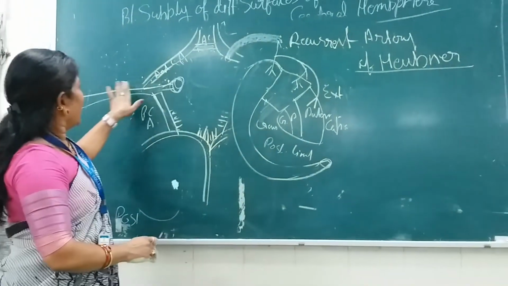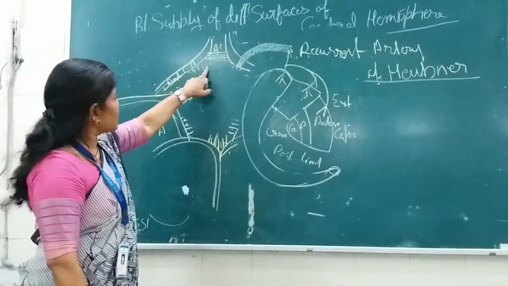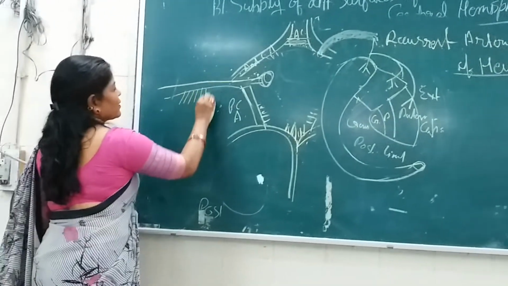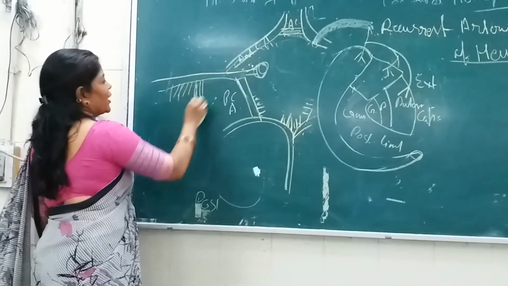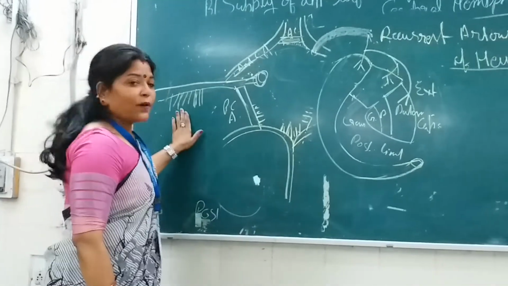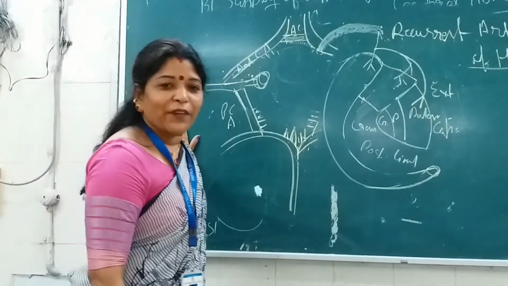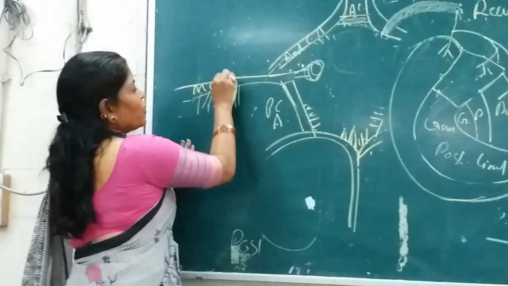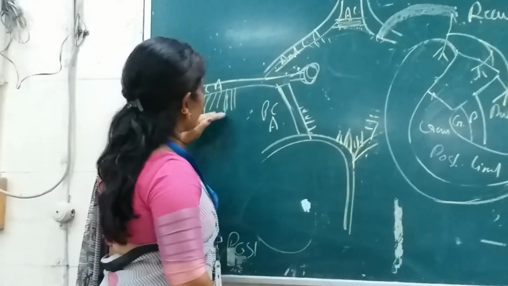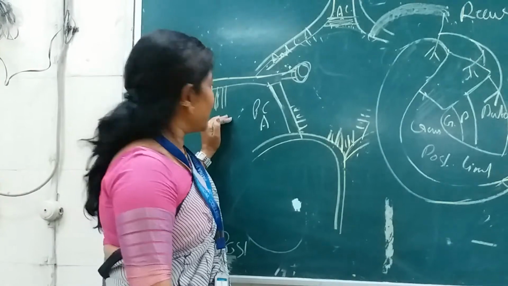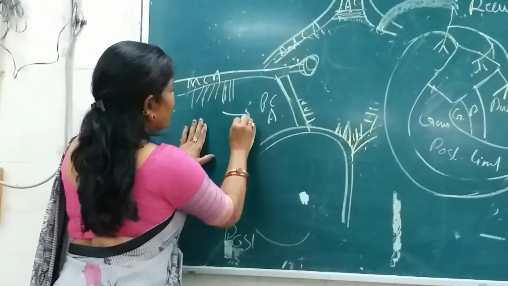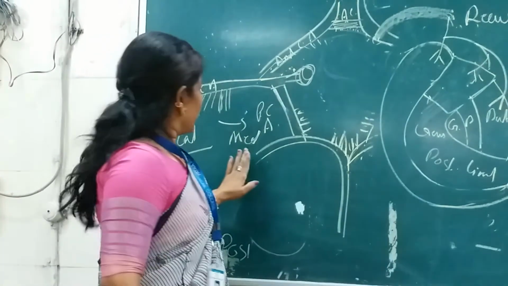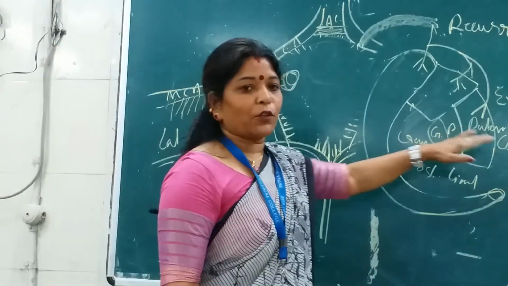Now, anteromedial was this one. Now come to the anterolateral, this one. This is the anterolateral set. This anterolateral set arises from which artery? Middle cerebral artery. Anterolateral set is again divided into a medial group and a lateral group.